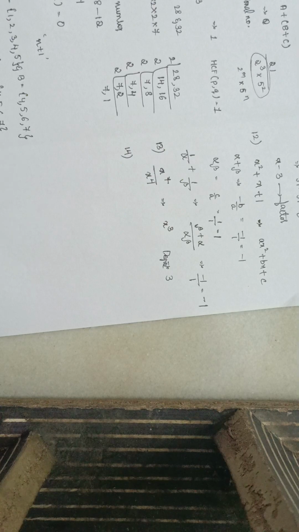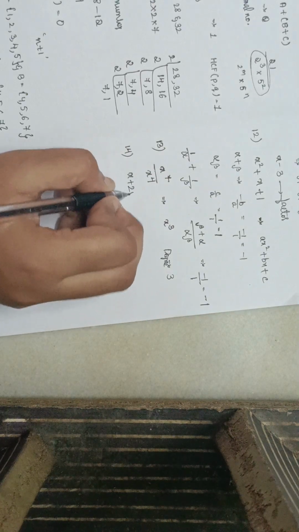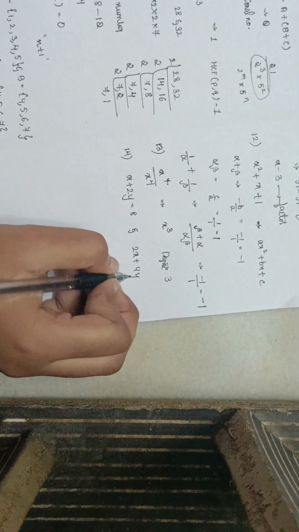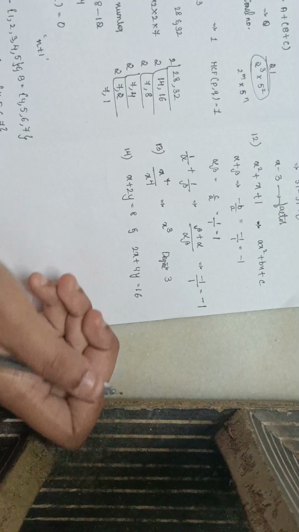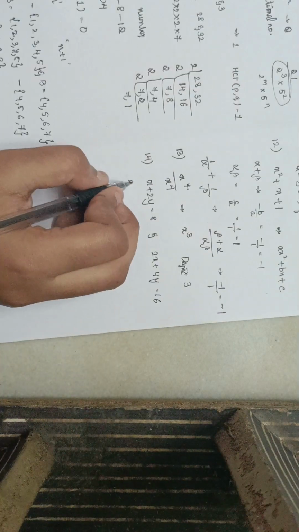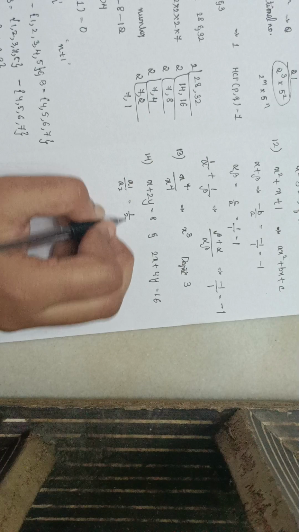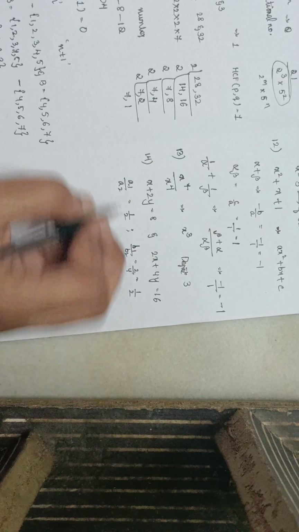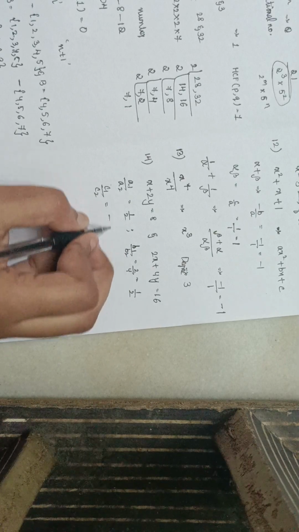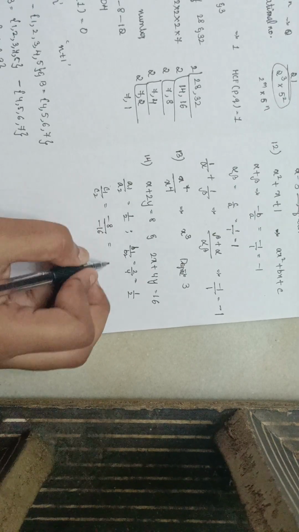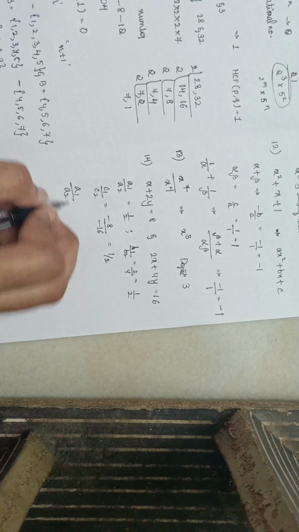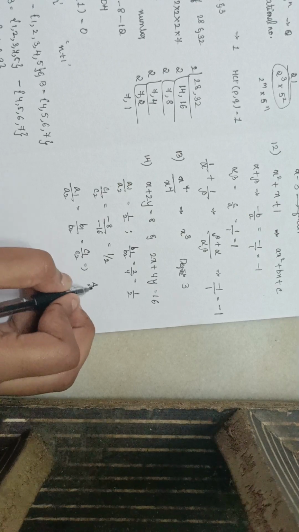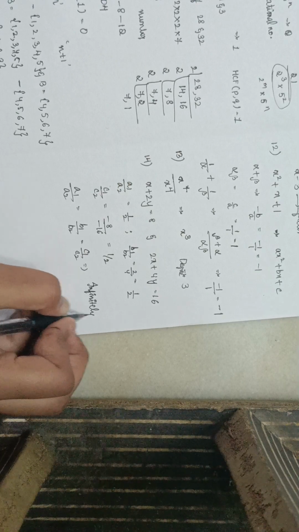Next one, 14th one. The number of solutions of the pair of linear equations x plus 2y equals 8 and 2x plus 4y equals 16. From the given linear equations, a1 by a2 equals 1 by 2, b1 by b2 equals 2 by 4, that equals 1 by 2, and c1 by c2 equals minus 8 by minus 16, that equals 1 by 2. So a1 by a2 equals b1 by b2 equals c1 by c2. That means it has infinitely many solutions.